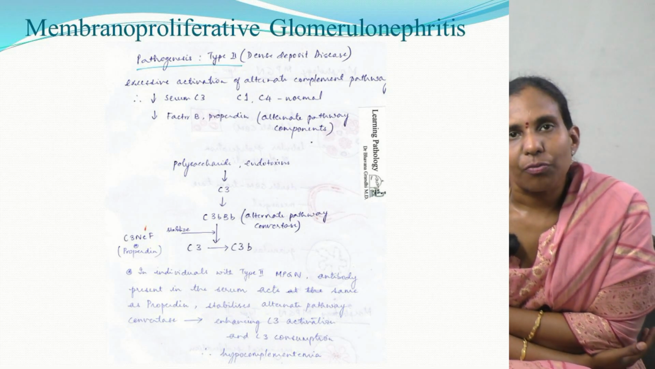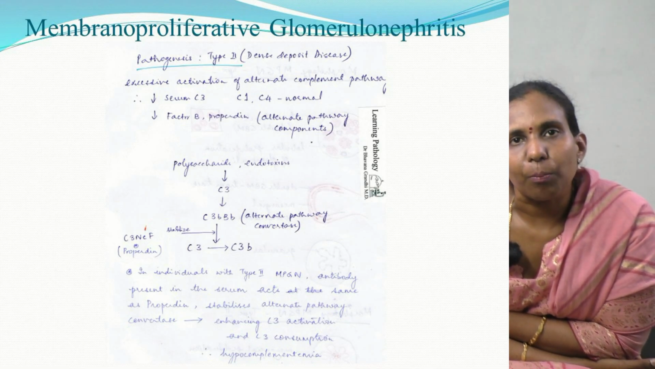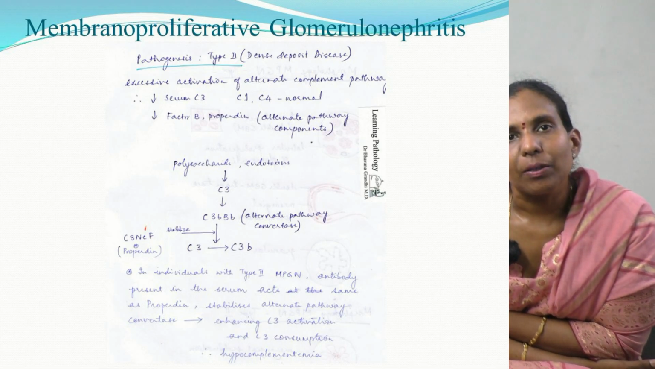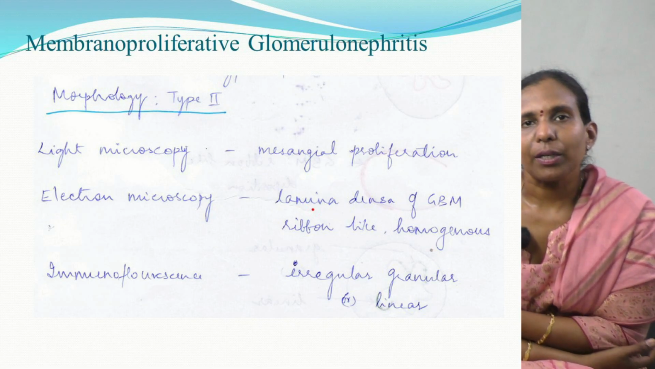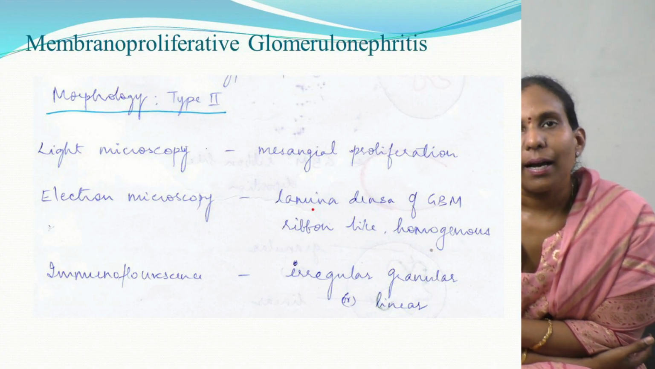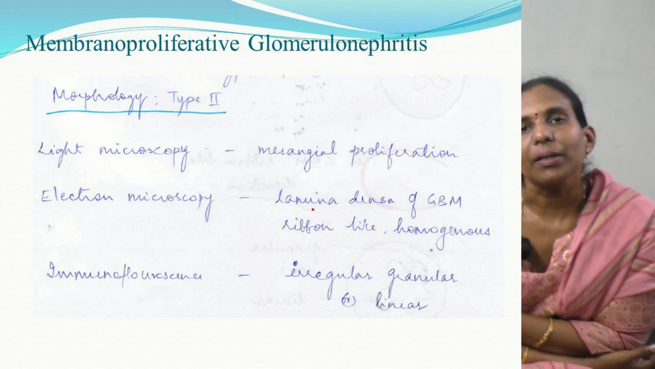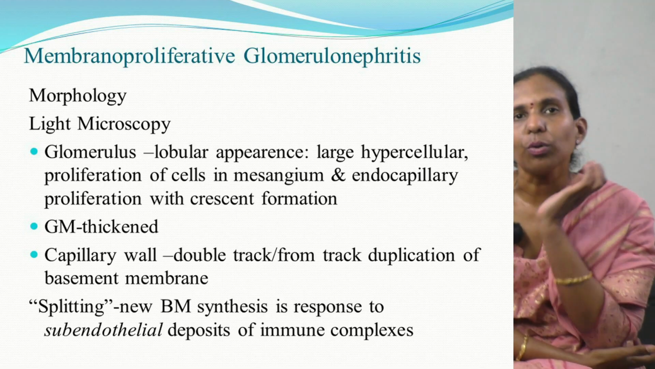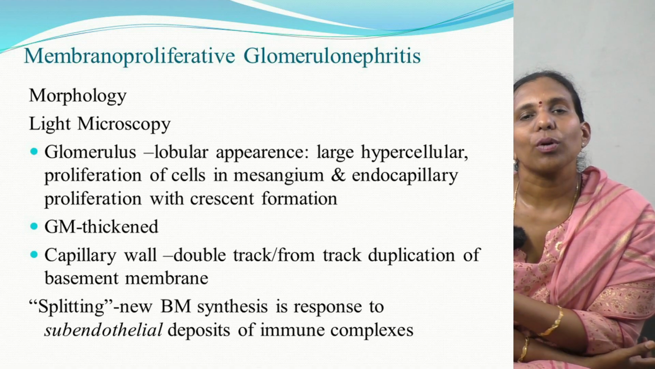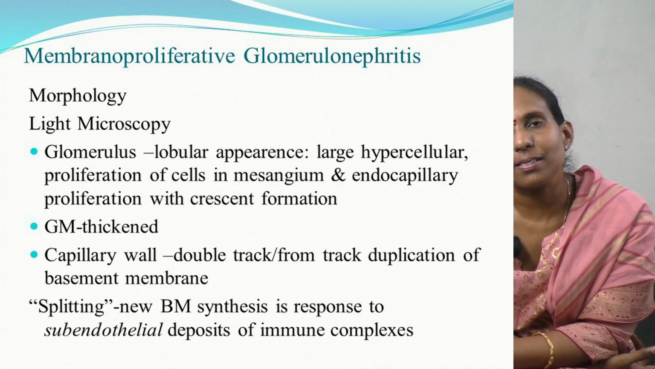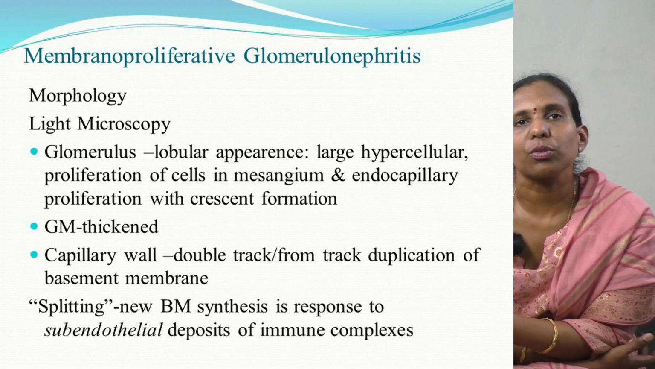Coming to the pathogenesis of type 2, we call it dense deposit disease, where you have activation of the alternate complement pathway. So, serum C3 level will be reduced. Morphology: you have mesangial proliferation. Electron microscopy: the lamina densa has ribbon-like homogeneous deposits, and immunofluorescence can be granular. So, this is the overall view. The glomerulus is enlarged and lobular, the glomerular basement membrane is thickened, and you have a tram track or double track appearance. This is because of the splitting. The new basement membrane is produced in response to the subendothelial deposits.